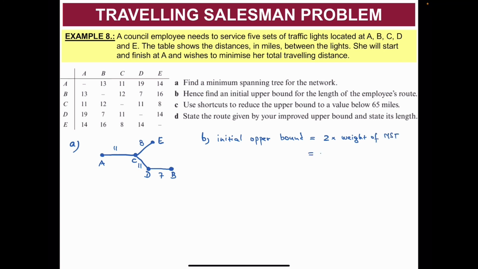So in this case, it's 2 times 11 plus 8 plus 11 plus 11 plus 7. So that gives me 74. So that's my initial upper bound. Now let's look at the shortcuts to reduce the upper bound to a value below 65 and stay the route.